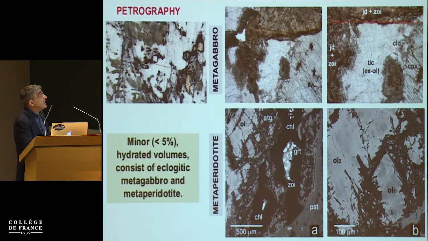So this is the metagabbro. The plagioclase here has gone to jadeite and zoisite. The pyroxene has gone to omphacite, and the olivine, this one here, has gone to talc and tremolite during the high pressure Eclogite-Facies recrystallization, and there are coronas of garnet and chloritoid in between.